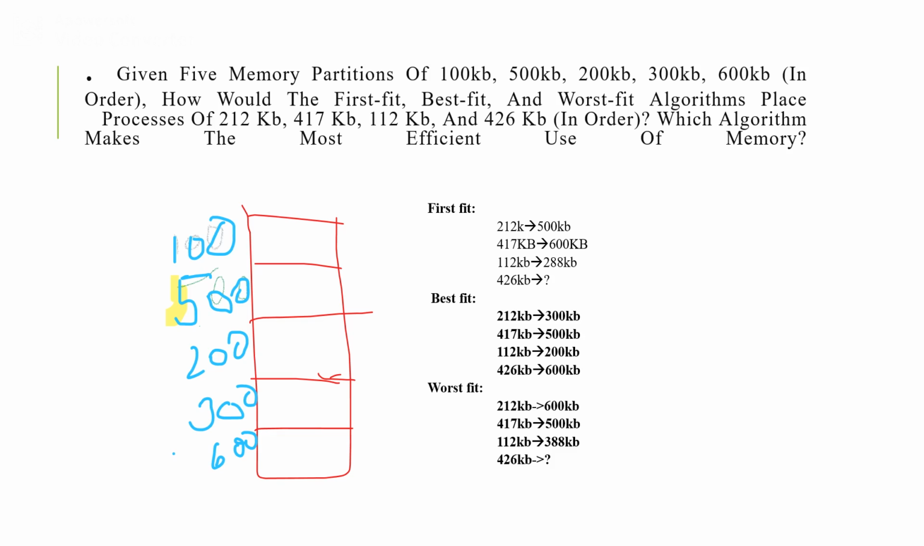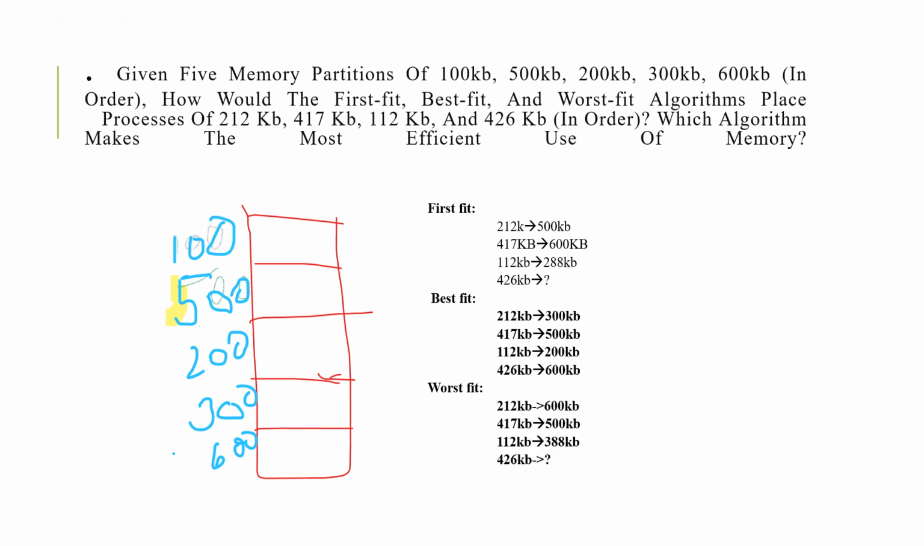And coming to the next process, 426 KB, where exactly does it have to be allocated? As you know, 200 is not sufficient for a 426 KB process. Similarly, 300 is not possible for a 426 KB process. And the remaining portion of 500 also has to be considered. And the remaining portion of 600, 600 minus 417, we get around 183. That is very small for a process of 426 KB, right? So it must wait. That is the problem of first fit.